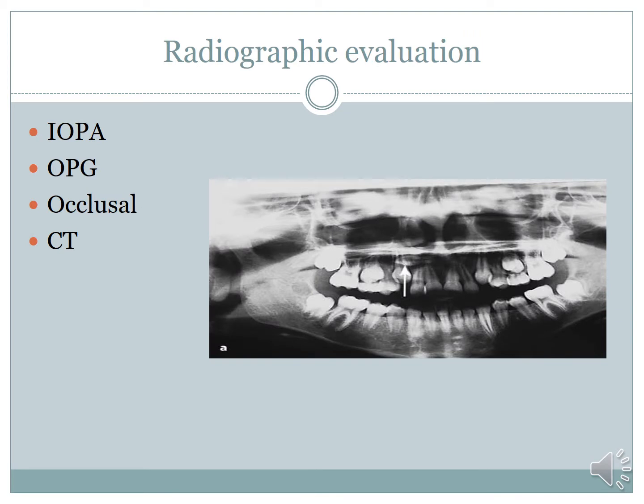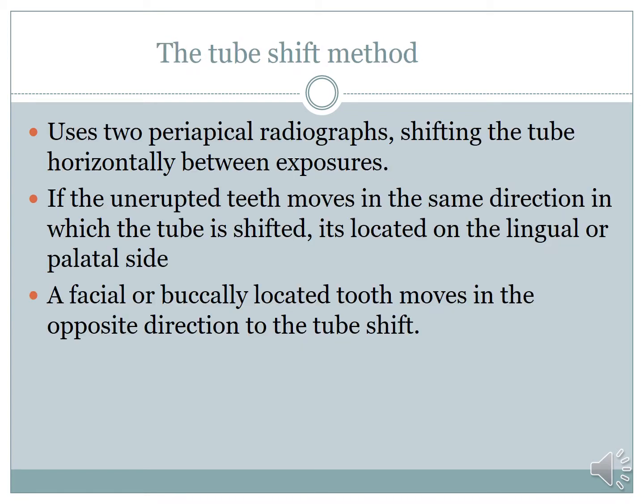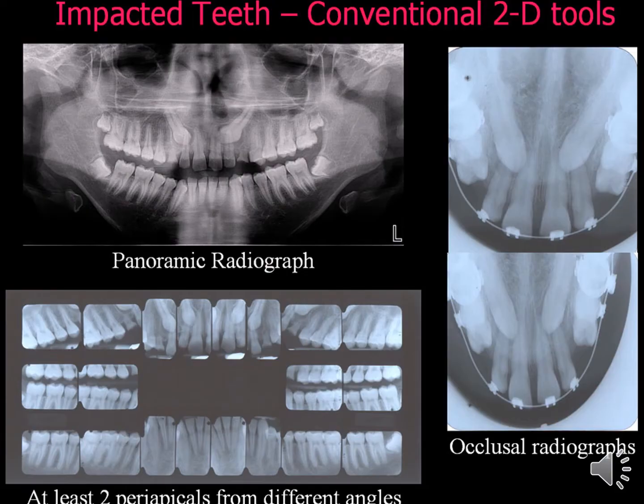IOPA, OPG, occlusal, and CT, cone beam CT are the common modalities for evaluation of maxillary third molars. The tube shift technique is used to locate the position of the third molar, whether it is buccal or palatal. These are some pictures of the OPG, the full mouth intraoral periapical views, and the occlusal radiograph.